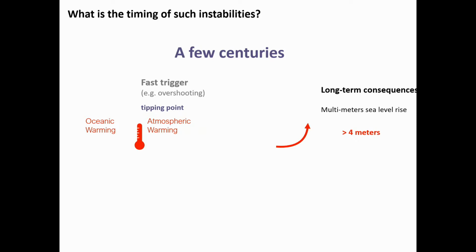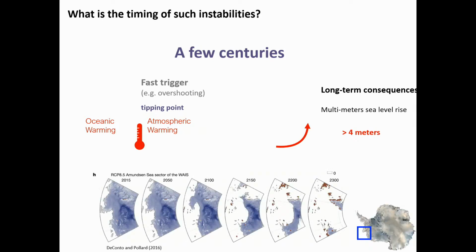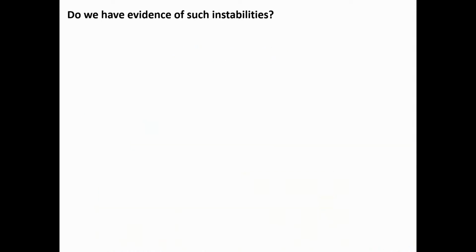and that causes multi-meter sea level rise, more than 4 meters, because most of the marine-based part of the Antarctic ice sheets is subject to this kind of instability. And just to illustrate those consequences, this is a part of what Rob simulated in the Amundsen Sea, illustrating those processes of instability. So you see that until the trigger happens, the ice shelf is not moving too much, but once the instability is triggered, it's a really fast and also huge disintegration. So it has really long-term consequences on sea level rise.